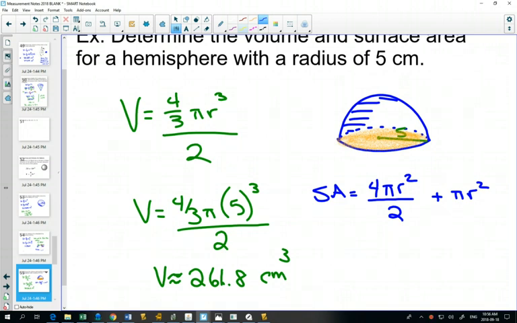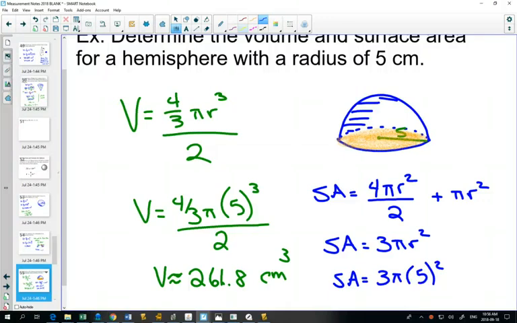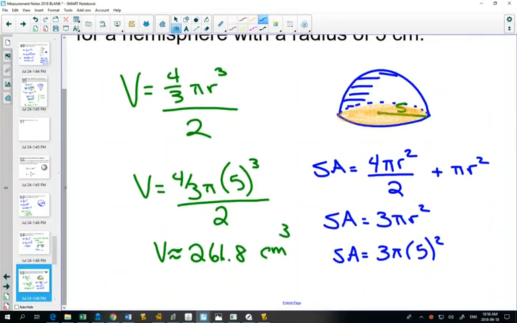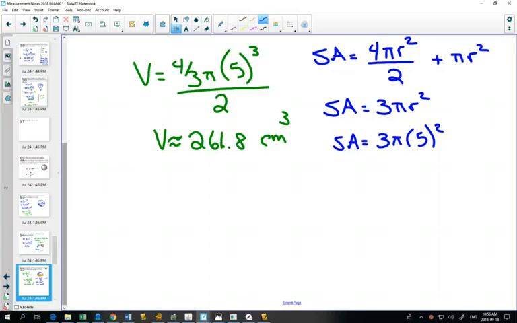If you have 2 circles and you add another circle, you have 3 circles. So this formula simplifies to 3 circles, or 3 pi r squared. Plugging in our radius of 5, we get 3 pi times 5 squared.